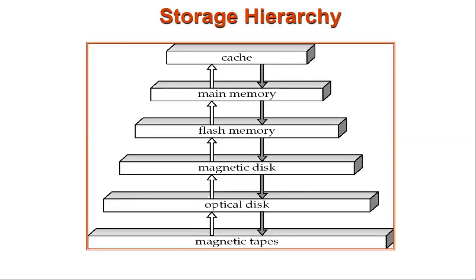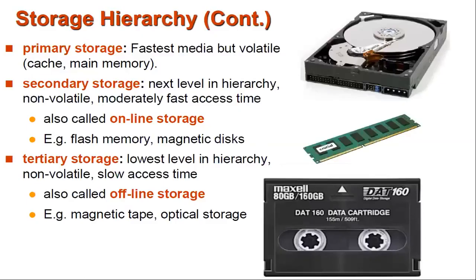You can see the size, the speed, and even the cost in this type of arrangement. Cache memory comes first, and next to that you have the main or primary memory. Then next is flash memory, and then magnetic disk as your secondary storage device, then optical disk for taking backup, and then magnetic tapes. So this is a simple hierarchy of storage devices.